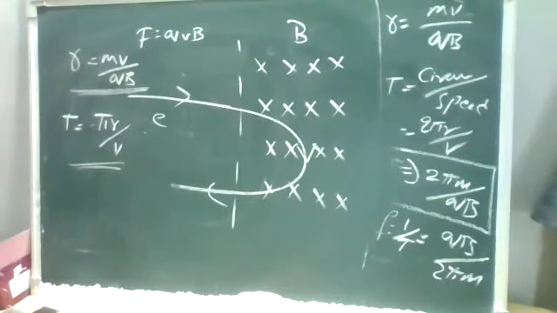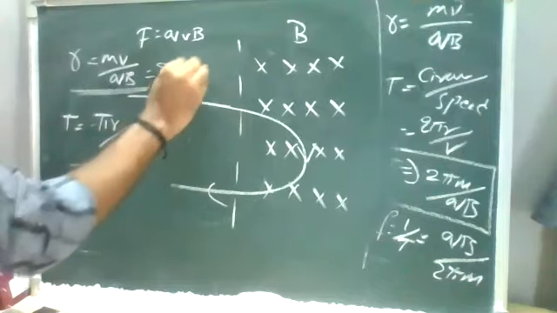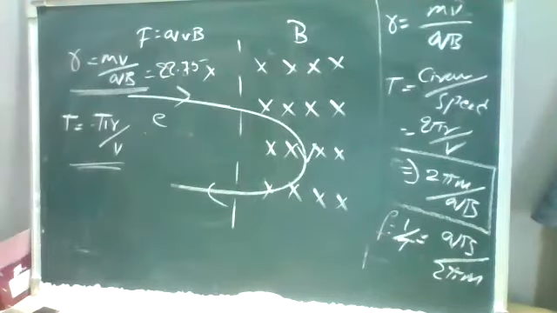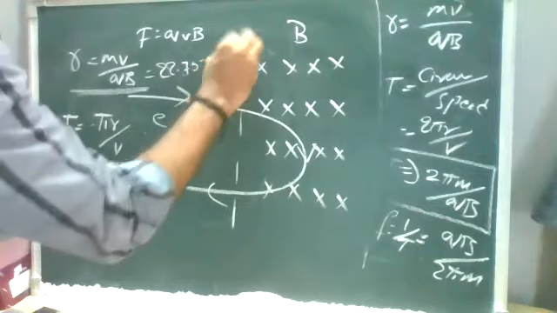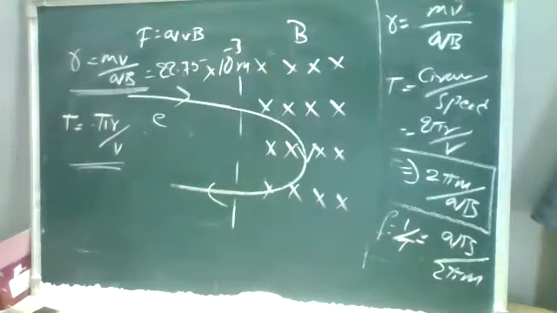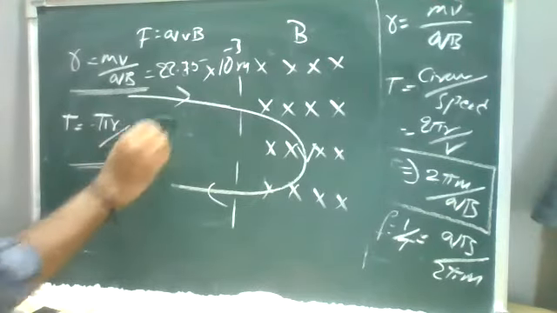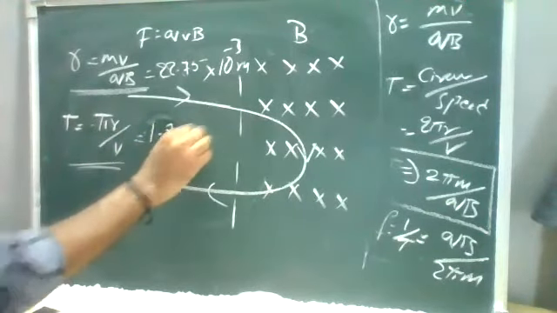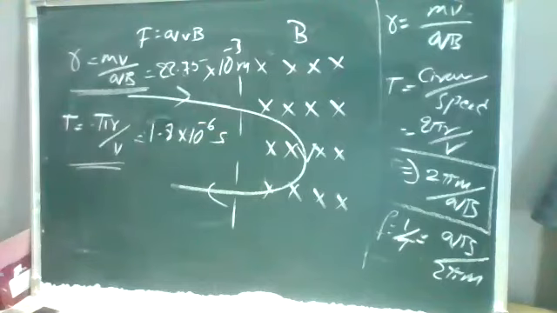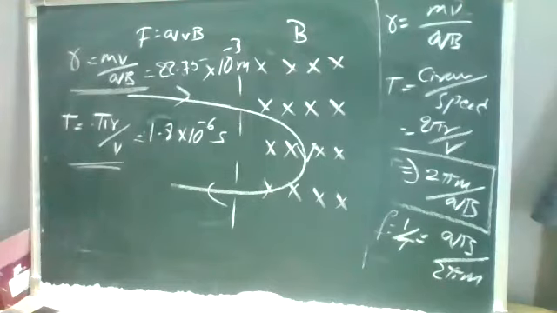So the answer, please check it. It is 22.75 into 10 power minus 3 meters. It is your radius. And the time period is 1.8 into 10 power minus 6 seconds. Yes, 10 power minus 6. Gayatri, check it. 10 power minus 6.